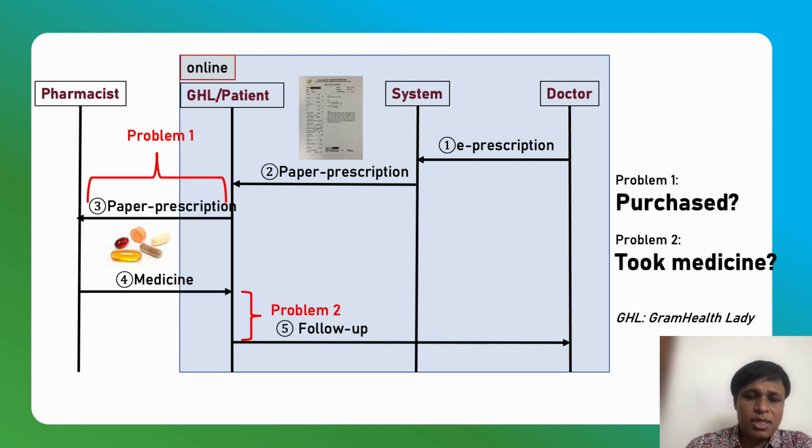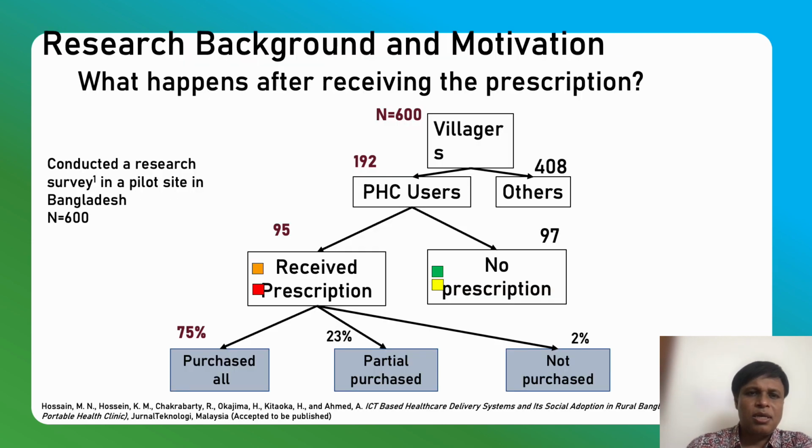But whether the elderly person takes the medicine or not, it is very difficult to trace or understand. We took a survey in a village to look at how many people are really purchasing the medicines. We found that 75% of the population purchased all of them, 23% purchased partially, and 2% didn't purchase. So there's a very good acceptance of this technology, that people are using e-health. It means that they're using their pocket money to purchase the medicine. It means that they're really trusting the system or trusting the doctor.